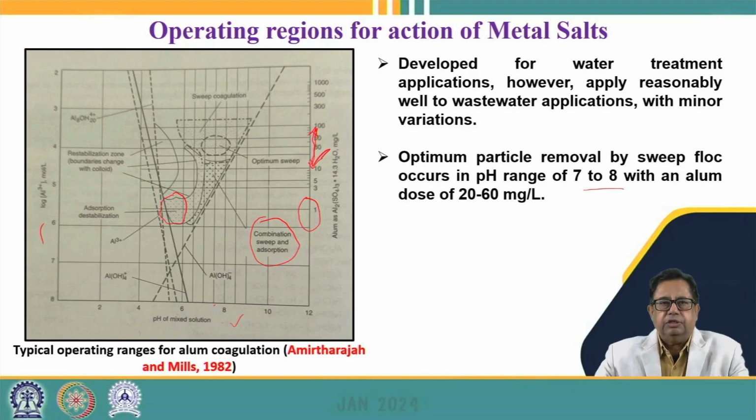This type of curve has been made for water treatment applications, but it can also be applied to wastewater applications with minor variations. These graphs can be used to find out which mechanism will prevail at which pH, and based on that we can find the optimum dose at a given pH so that the colloidal particles can be removed from the wastewater.